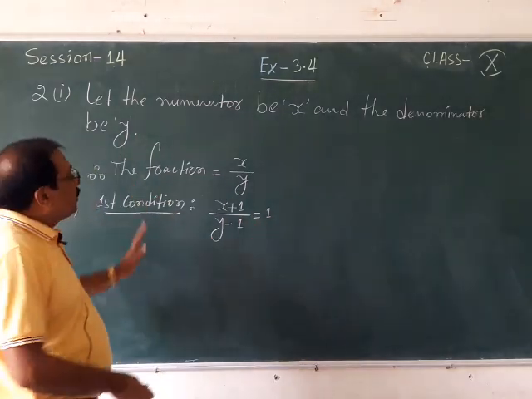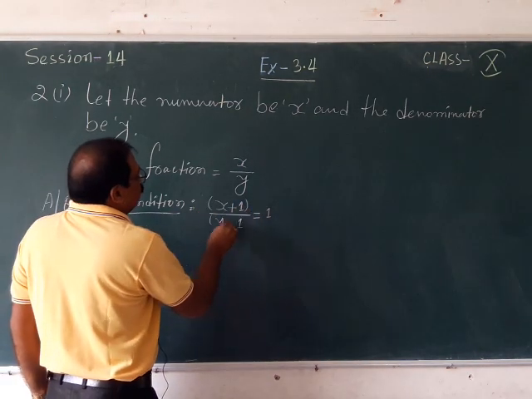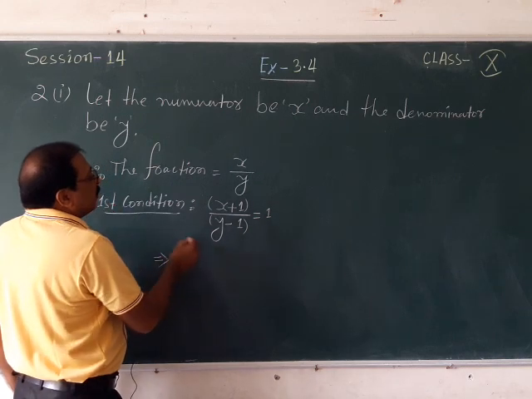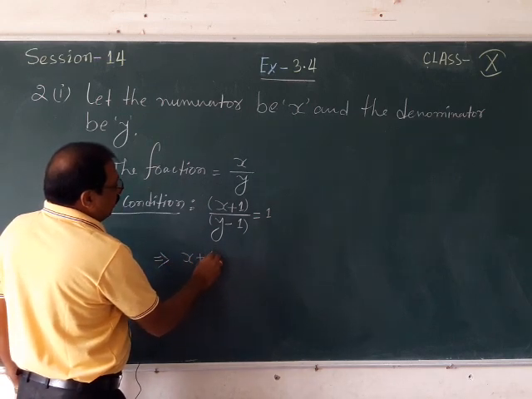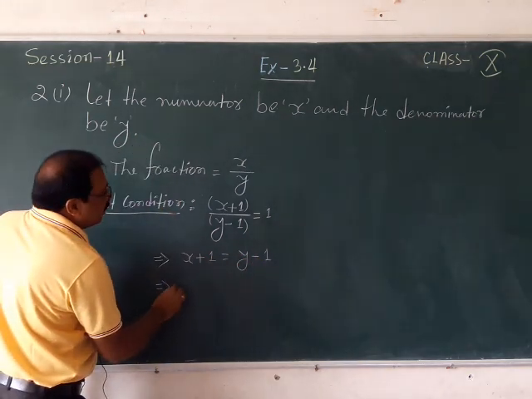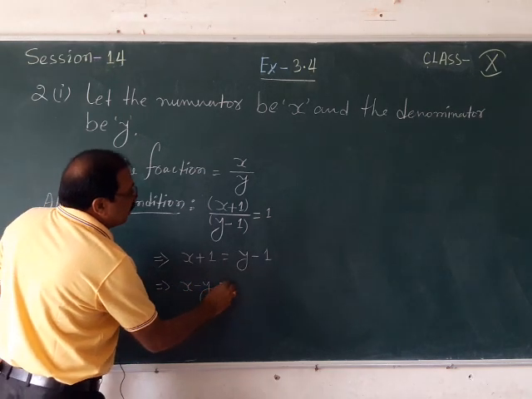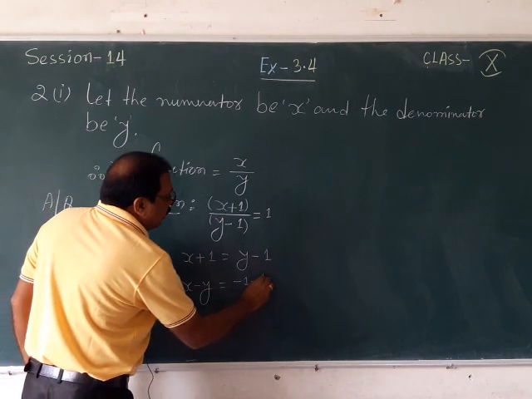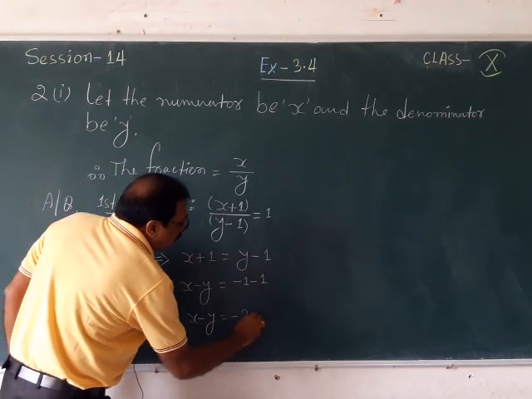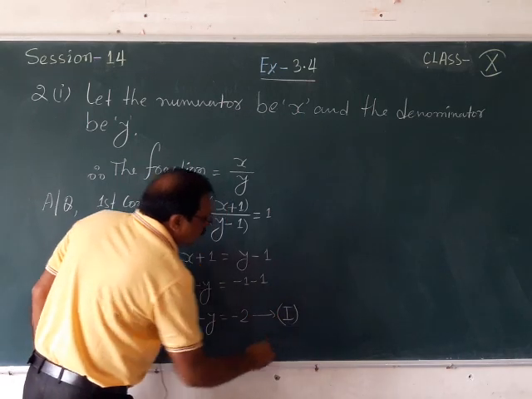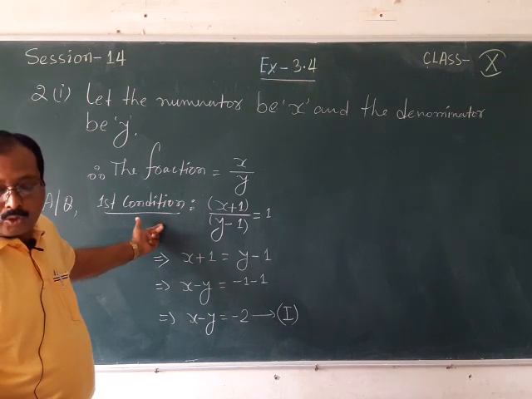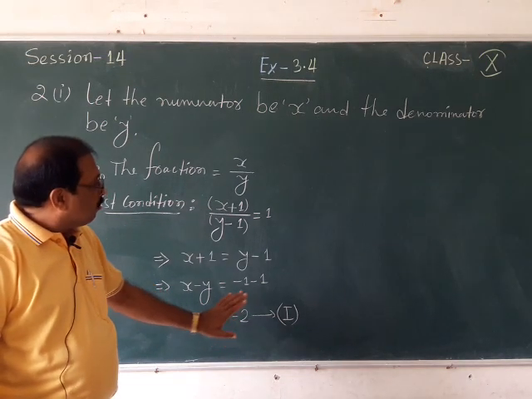Now we need to adjust it to form the linear equation in two variables. So let us adjust this. We may write x plus 1 equal to y minus 1. Then further it can be written as x minus y equal to minus 1 minus 1. It becomes x minus y equal to minus 2. This is equation number first according to the first condition.